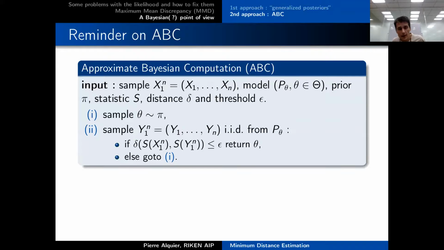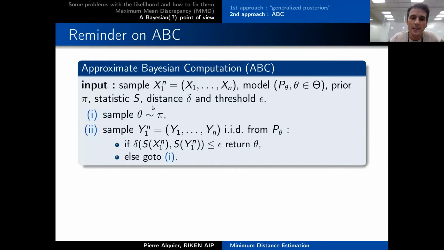But I think another natural algorithm in this context is ABC, in the sense that ABC, like the algorithm I mentioned before, gradient optimization of MMD, only requires you to be able to sample from the model. And in this case, it's quite natural to propose the following. First, I remind you of the general ABC algorithm, where you have a sample and a model.